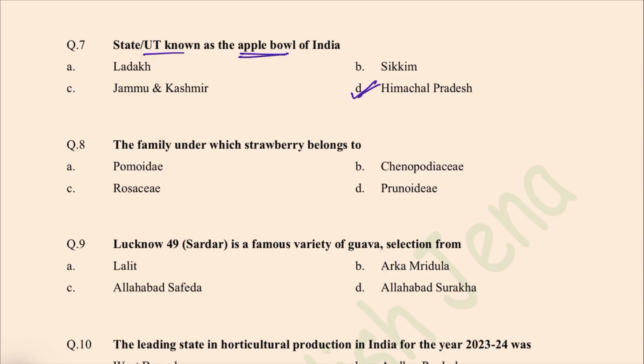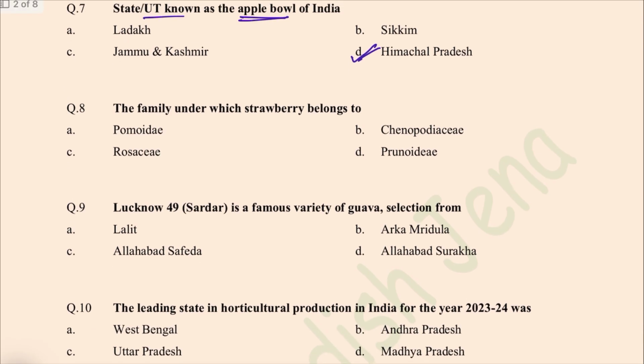While Jammu and Kashmir is often the leading region in terms of total apple production volume, Himachal Pradesh, particularly the Simla region, is traditionally referred to as the apple bowl of India due to the sheer concentration and commercial importance of its apple orchards and the quality of the fruit produced. Okay. Question from here, like the Kinnaur region of Himachal Pradesh is famous for the production of which fruit? That is apple.